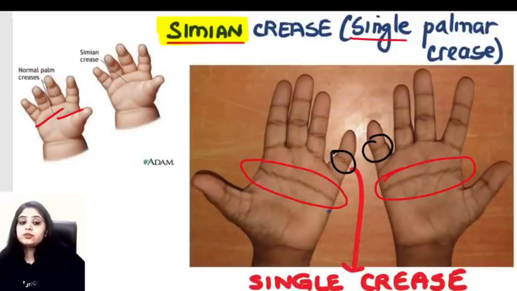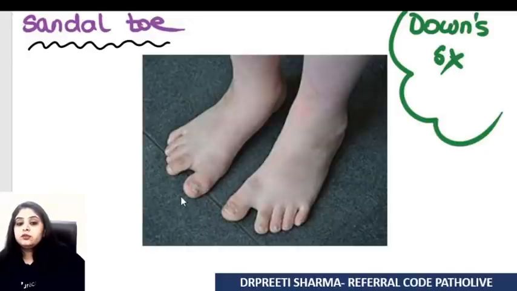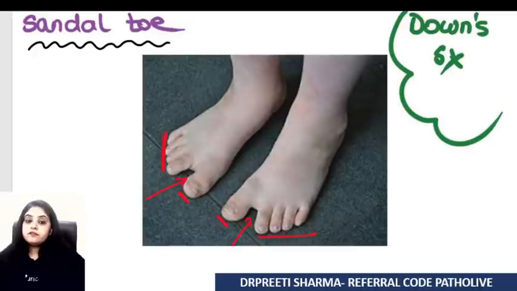Now let's move on to the toes. There's a very famous finding in the toe as well, known as sandal toe, as if the child is wearing a slipper or a sandal. And what does that mean? If you see the great toe versus the rest of the toes, there's a gap between the great toe and the rest of them. Same here, there's a gap between the great toe and the rest of the toes, as if the child is wearing a sandal. So you call it a sandal toe. All of these are very, very important findings in a case of Down's.